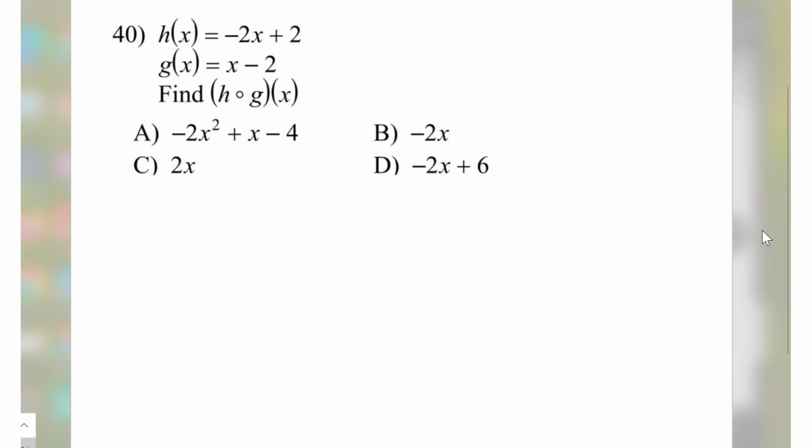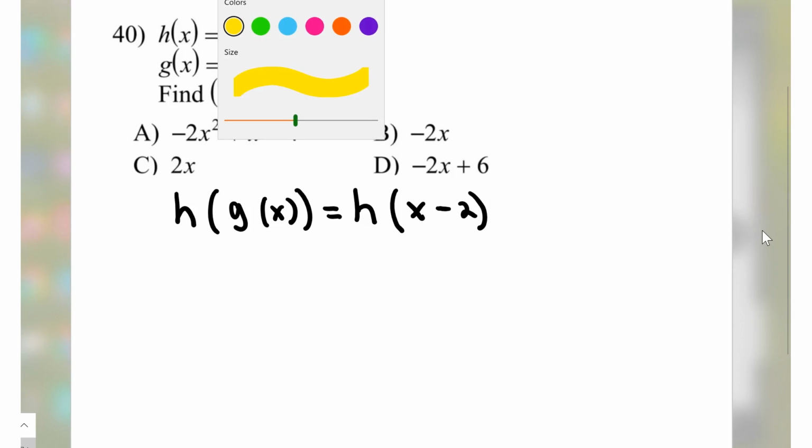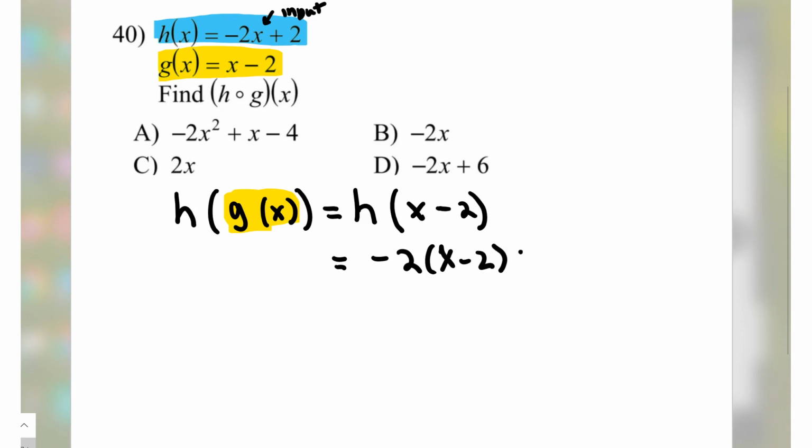So we're doing composition. We have H of G of X. In this case, G of X is X minus 2. So we have G of X as our input, and G of X is right here, X minus 2. And then our outer function is going to take the input. So we have negative 2 times parentheses X minus 2, plus 2.